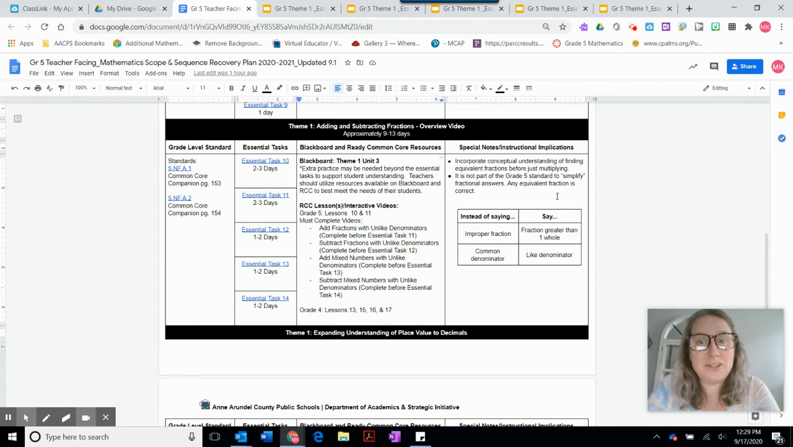Just a couple quick reminders that it is not part of the grade 5 standard to simplify fractions. Any equivalent answer will be correct. And just a friendly reminder that instead of saying improper fractions, let's refer to them as fractions greater than 1 or greater than 1 whole. And instead of using the phrase common denominator, let's use the phrase like denominator or unlike denominator if they are not the same. All right, so let's dive in.